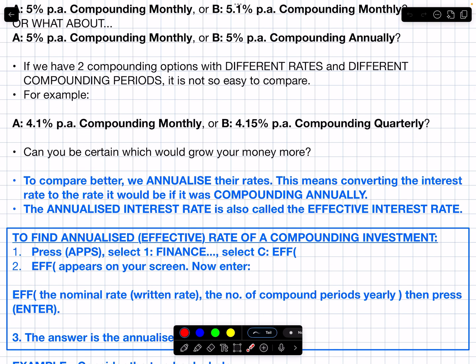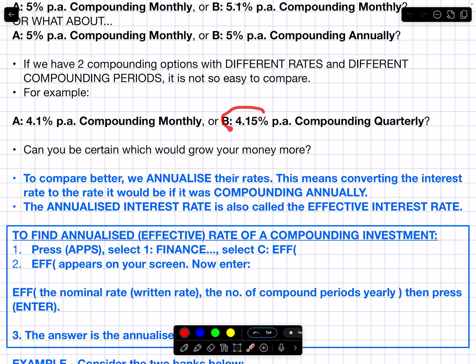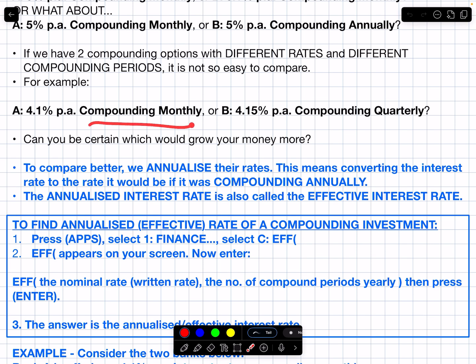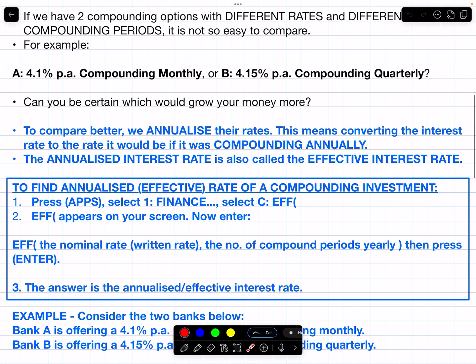Just looking at it, is it definite which one of these options, A or B, would grow your money more? We don't know for certain because the rate is a bit higher here, which is good, but then it's compounding only 4 times a year versus 12. We don't know whether compounding faster is actually going to grow it more than the 0.05 is going to grow it with option B. So what we do to compare better is annualize the rates.